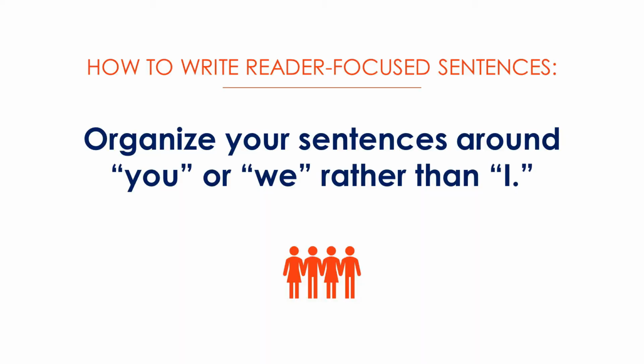Next tip. We should also organize our sentences around you or we rather than I. Okay? Because we all experience the world and see the world from our own point of view, we tend to default to I-centered writing. We put ourselves at the center of a lot of different sentences. And again, this is totally understandable, but it does make your individual sentences and your larger message feel writer-focused. And so to put your reader at the center of things, you literally want to put your reader at the center of your sentences. And you can do that by making the subjects of your sentences the words you or we or some variation thereof. If you do that, that will help ensure that you're organizing your message around your reader and their perspective.